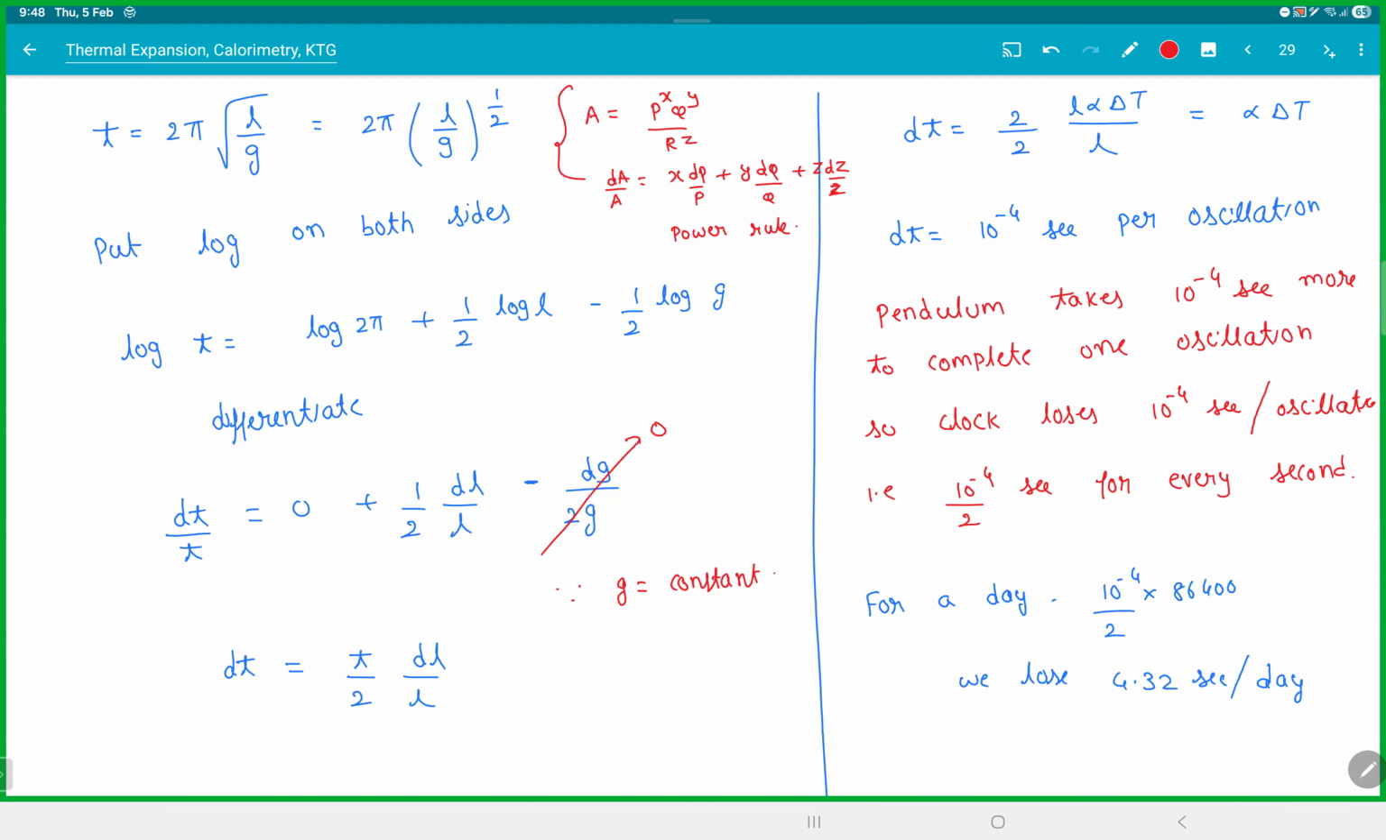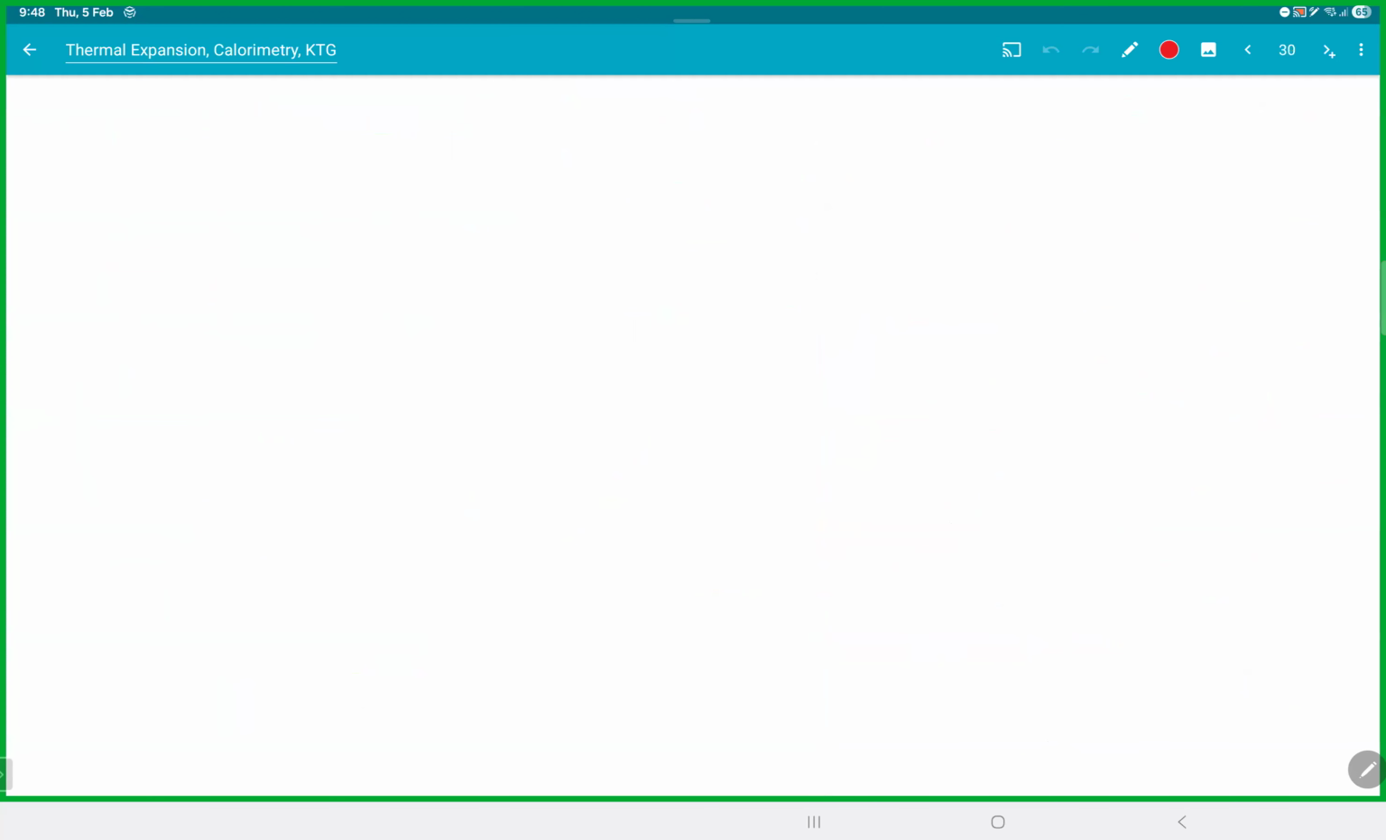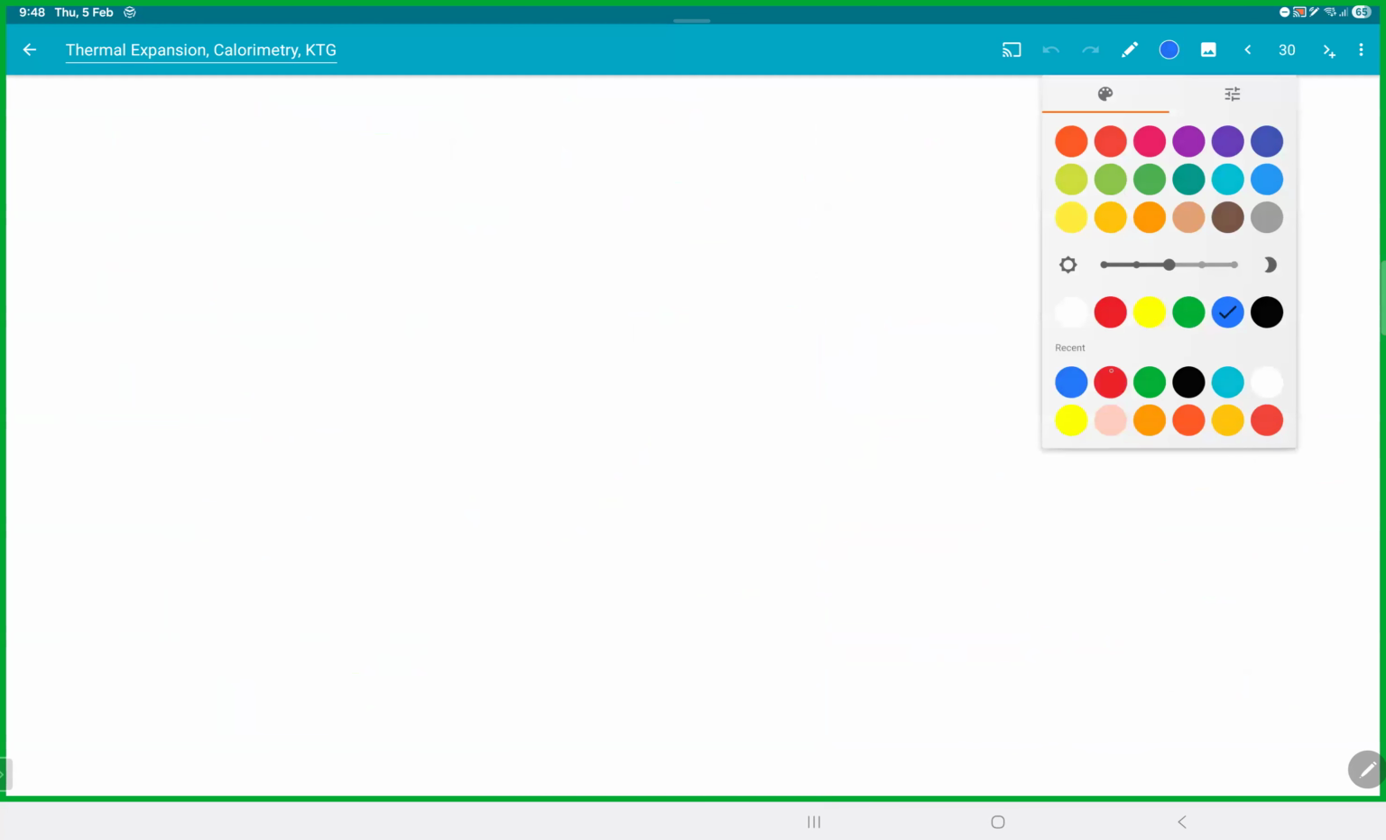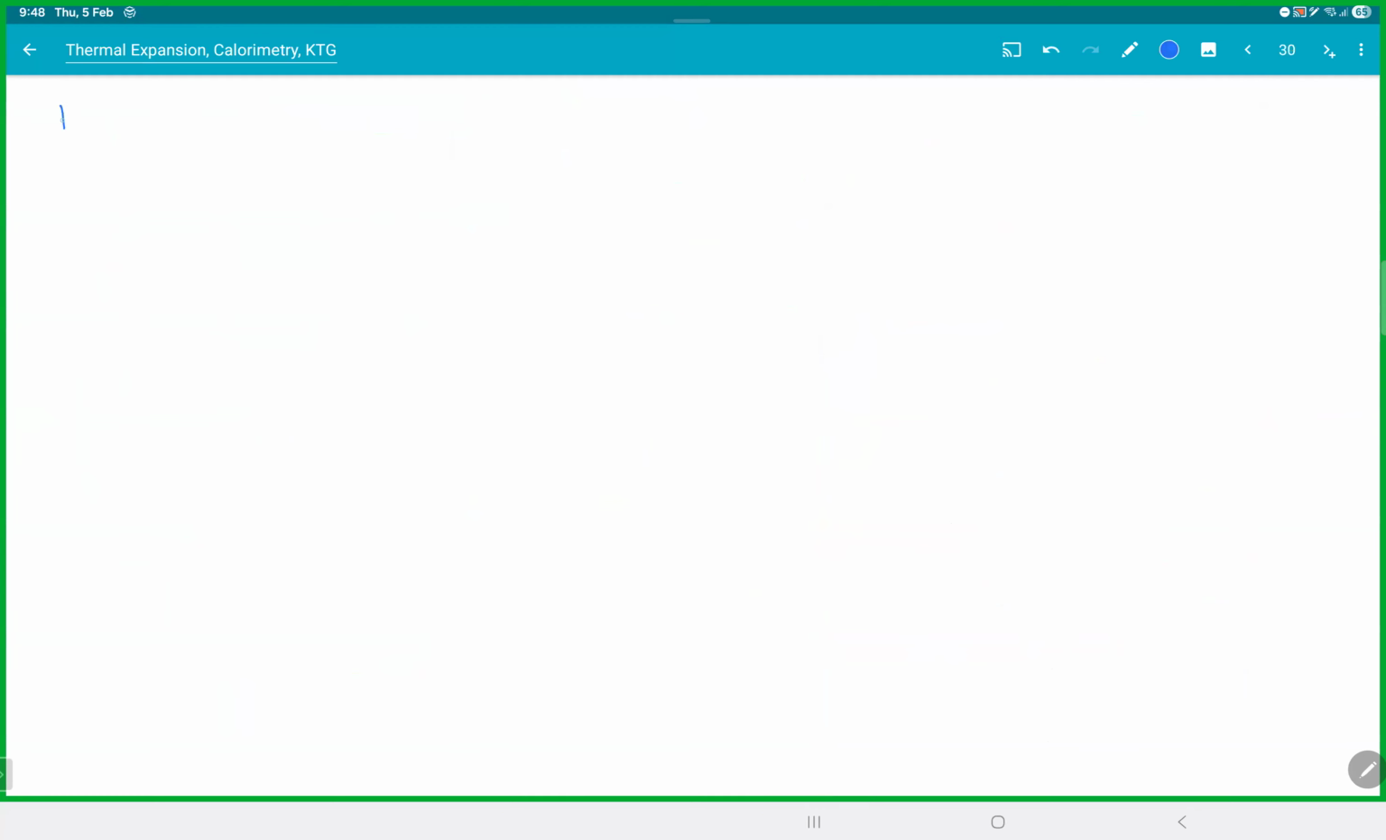Okay, hands on everyone. The next one is a bimetallic strip. Like I said, there are five main concepts here. The first thing was the thermal stress. Second was the scales. Third was the time of a pendulum. Fourth one is a bimetallic strip.